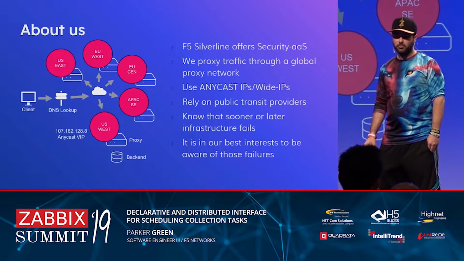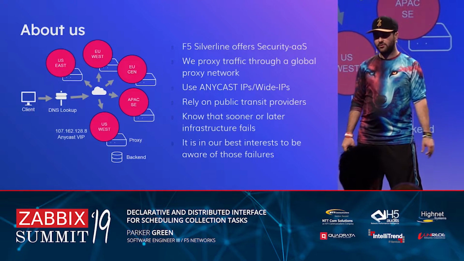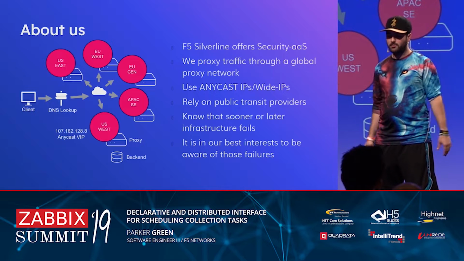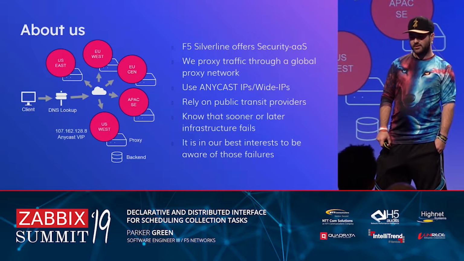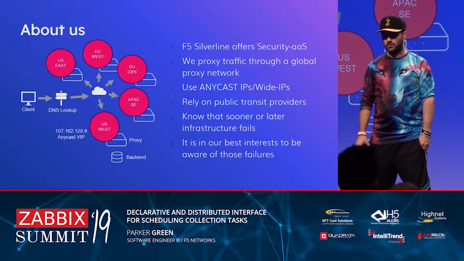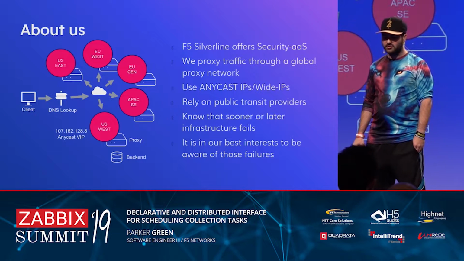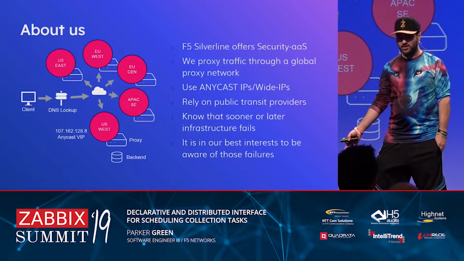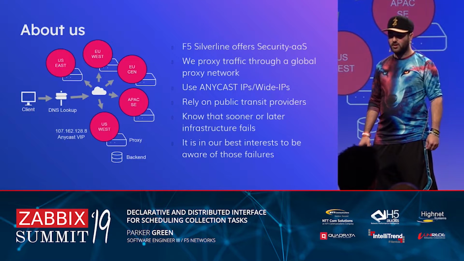So we have a global proxy network that spans the globe. We have some megapops in various regions, and then we just released RPops. We use an Anycast network to direct this traffic to these proxies, and also wide IPs and GSLB. And the transit for this relies on public transit providers, and of course there can be things that go wrong there, and so it behooves us to keep an eye on that.